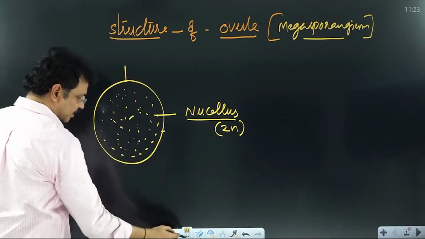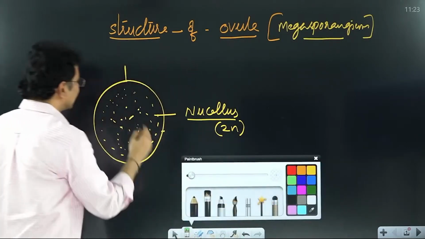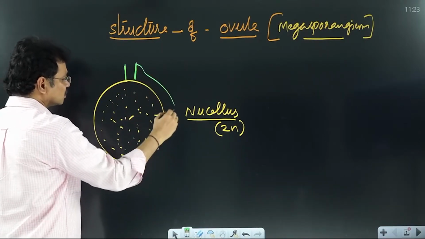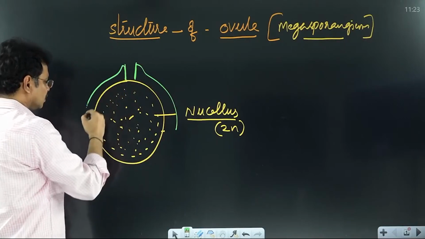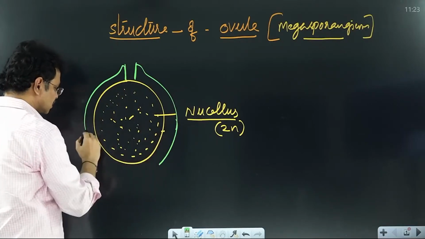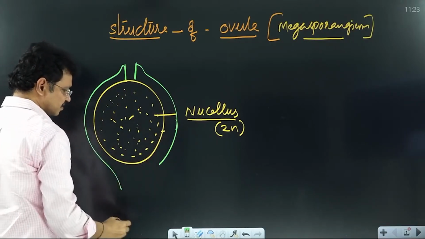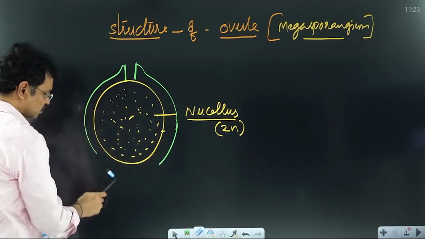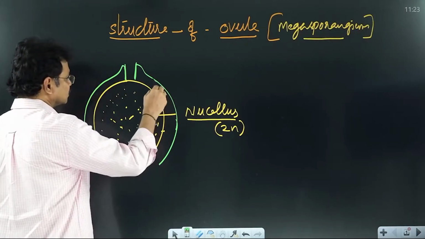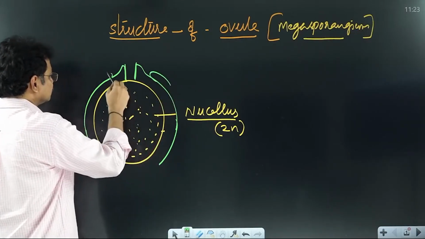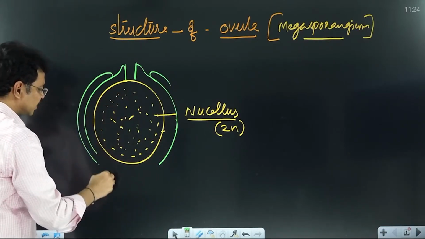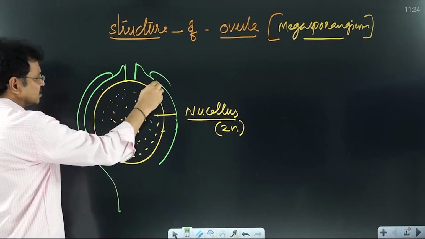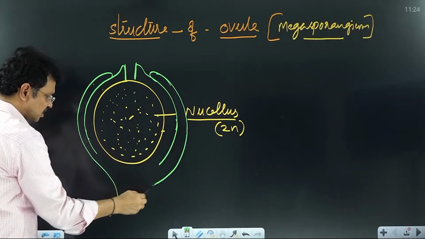It is enclosed by a coat that is called integument. The number of integuments present in each ovule is either one or two, different from plant to plant. In some ovules, two integuments are there: the inner integument and the outer integument.